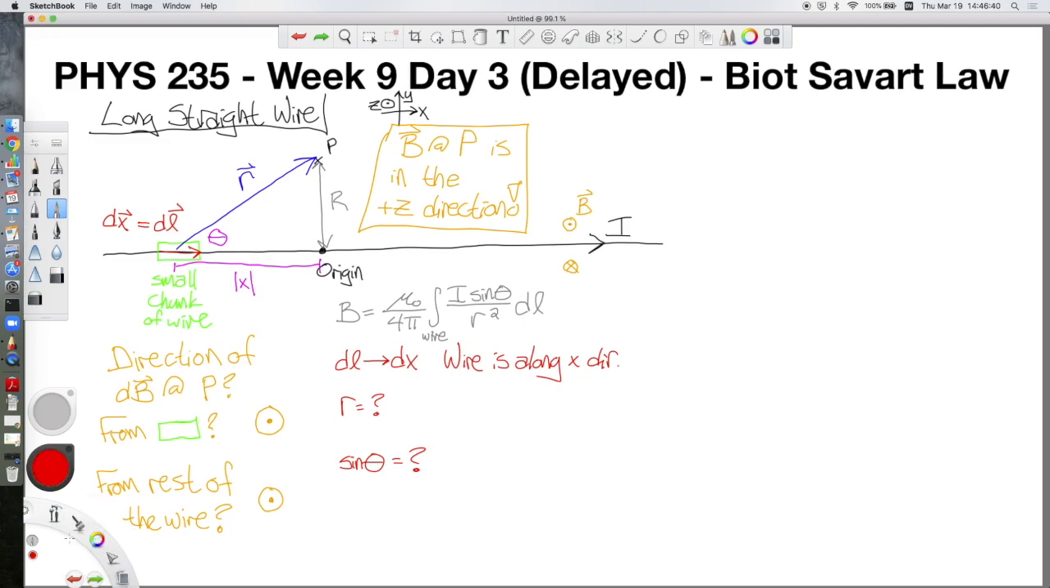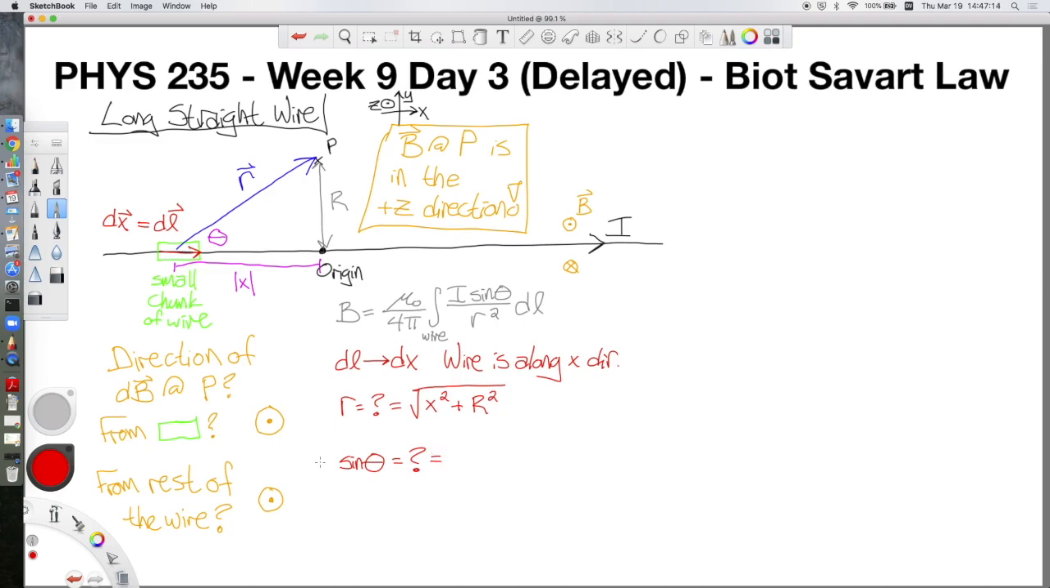So if we want to find the magnitude of our vector r above, well, that's the hypotenuse of that horrible yellow triangle I just drew and erased. So we can use Pythagorean theorem. One of the legs is x. I'm leaving off the absolute value signs because by squaring it, I'll eliminate any negatives I might have had. And then the other leg has a length of big R, the distance of point P from the wire. So we have an expression for r, and now we need an expression for sine of theta.